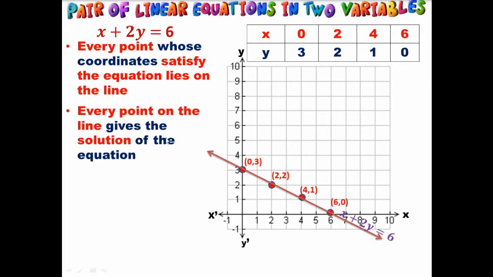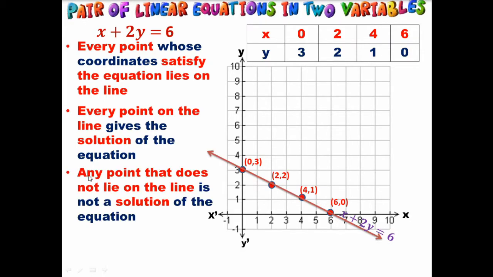And every point on the line gives a solution. Also (0, 3) is a solution of the line, (2, 2) is a solution of the line. So all the points on the line give the solution of the line, and any point that does not lie on the line is not a solution of the equation.